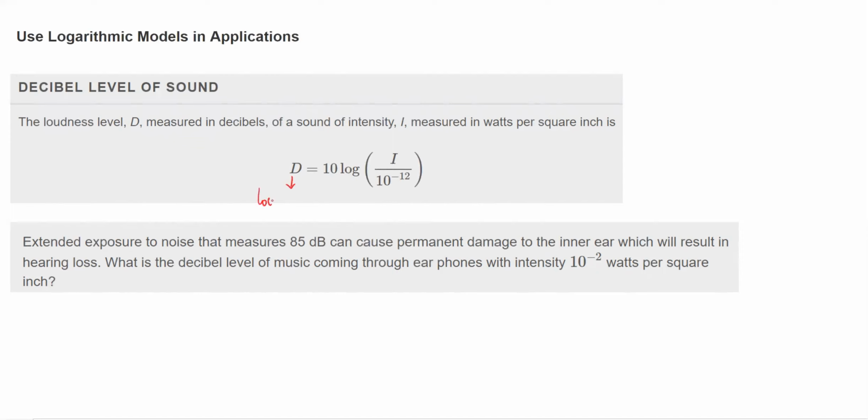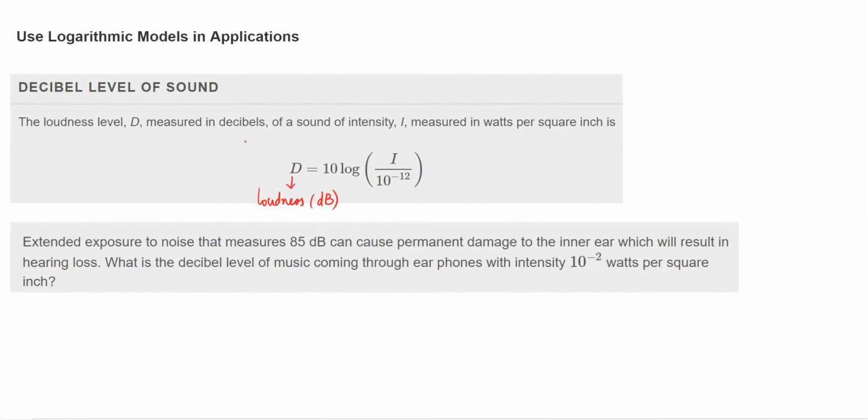Level of loudness, or loudness level, is measured in decibels. That's dB: lowercase d, capital B. It's all supposed to be maintained the same way. It is measured in decibels of a sound of intensity I. I stands for the intensity, and I is measured in watts per square inch. And that is given to you in this formula.